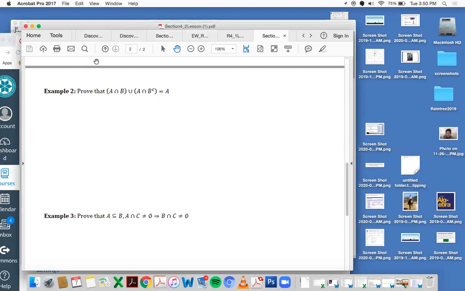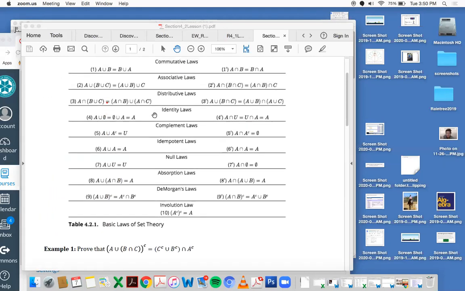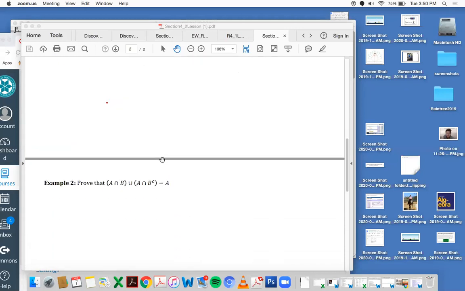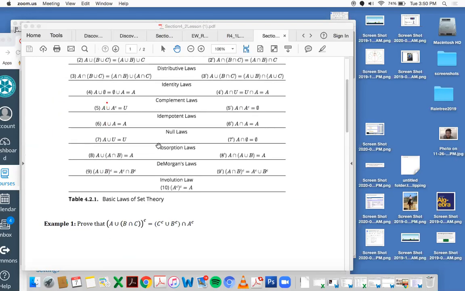So first, the second example right here, we want to prove that A intersect B union A intersect complement of B equals A. So we want to do it with the set laws, okay? So let's look at my table and see if we have anything here that might be helpful. Okay, so anybody see any laws in here that would be helpful in simplifying this expression right here? So we want to take the left-hand side and simplify it somehow.